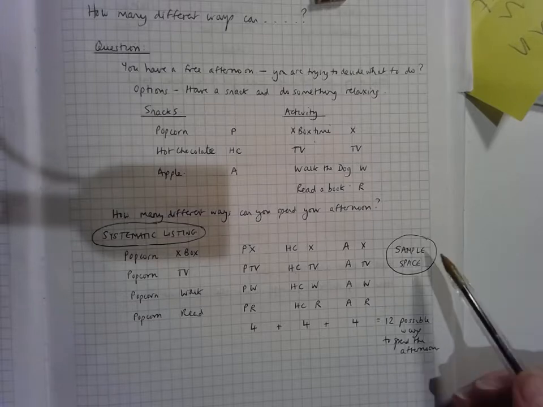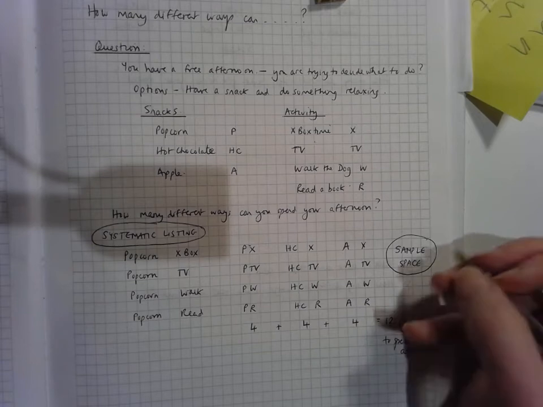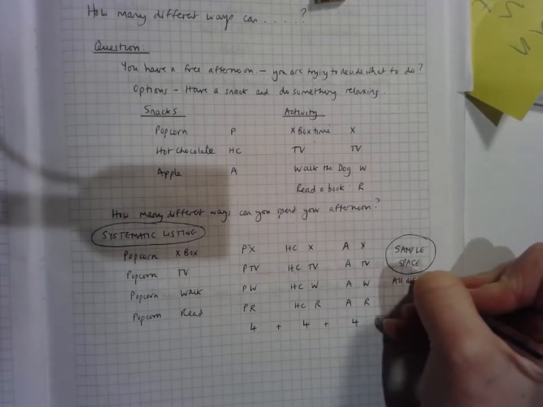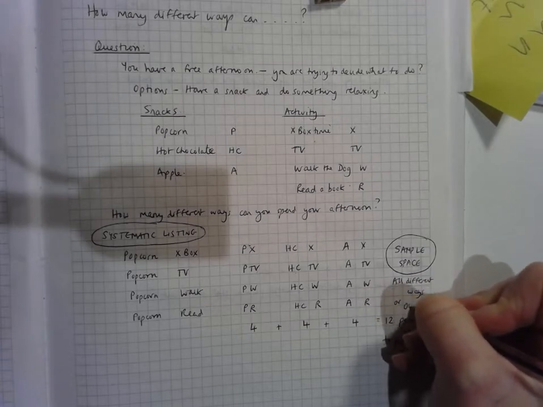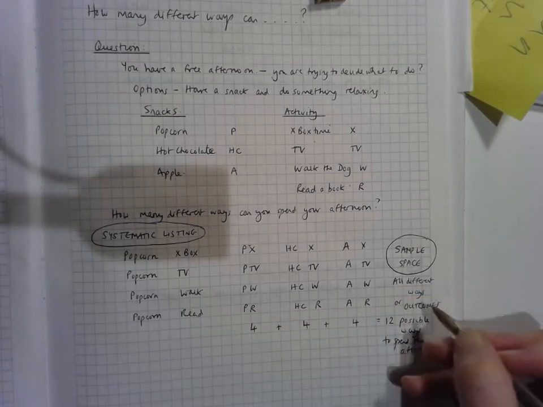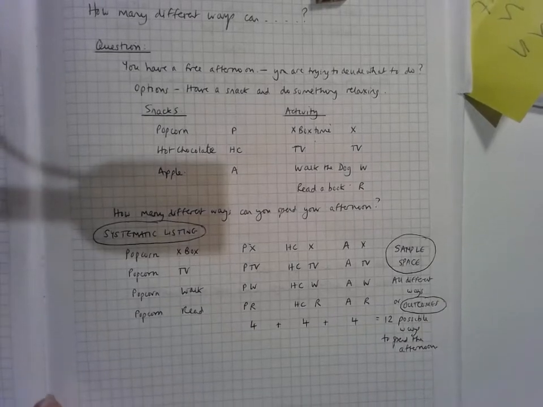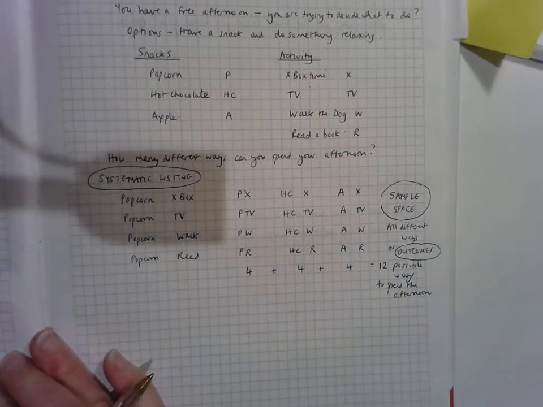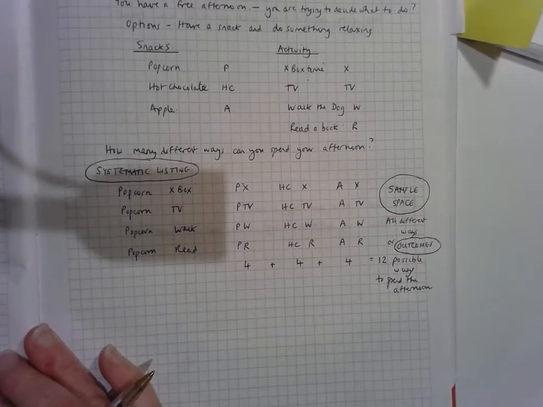A sample space refers to all the different outcomes, all the different ways. Okay, an outcome is what happens when we have an event. When you roll a dice and you get a 5, that's an outcome. When you toss a coin and you get a head or a tail, that's an outcome.